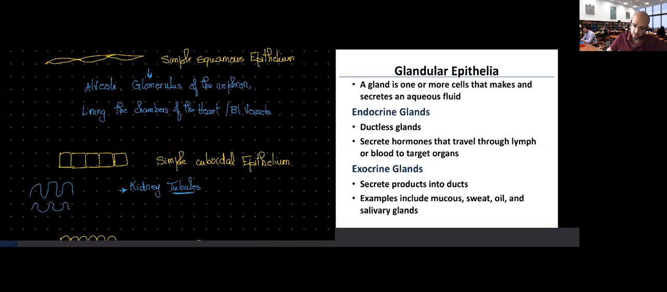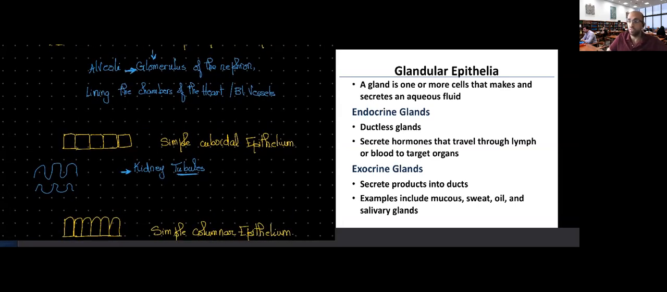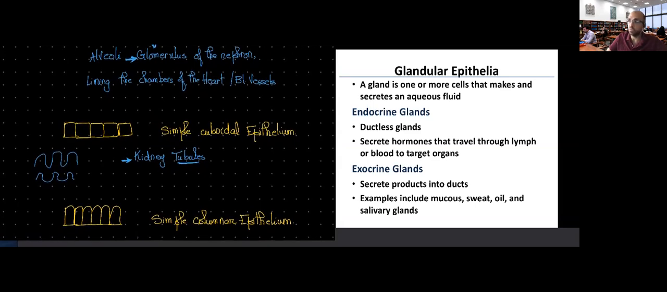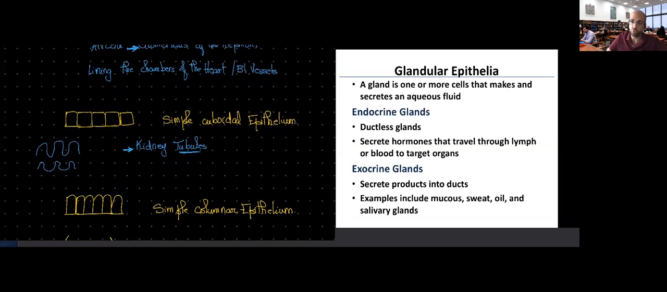All right, you see here the glomeruli of the kidney, the glomeruli of the nephrons, those are parts of the kidney. Kidney tubules are part of the nephron, so I can't just keep it general. I need to be more specific when I state the location of a specific tissue.